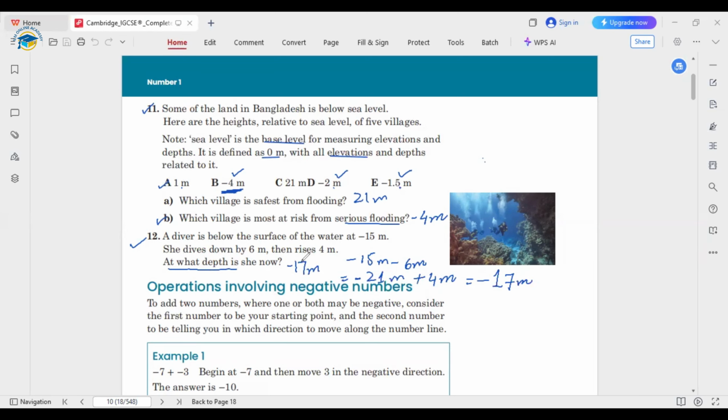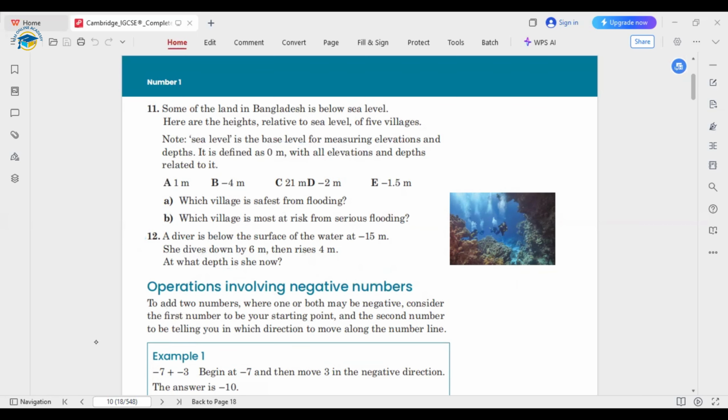Okay, so in this way, for numbers with negative signs or positive signs, you can either add them or subtract them according to the condition. Fine. So this was your exercise 1.2a.